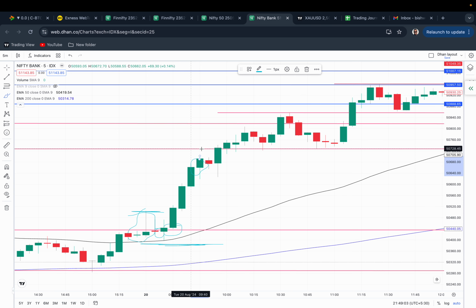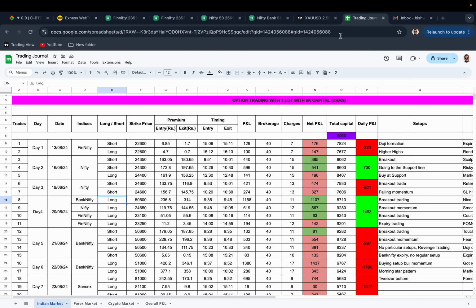Previously I have drawn this resistance line, so I thought maybe it came to this level, so it will again bounce back from this position. So that's why I have taken a small trade of 10 minutes and it gave me a profit of rupees 1,107. So that was a good trade, making a 1,000 rupees profit in a single trade. So this was my first 1,000 rupees profit in a single trade. So I was really happy after that.